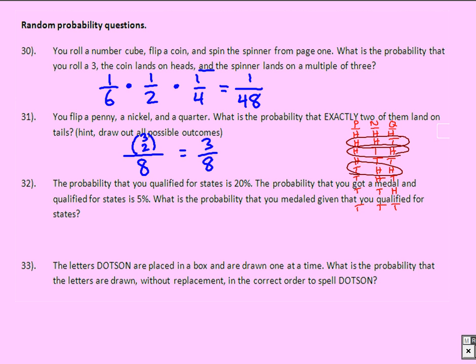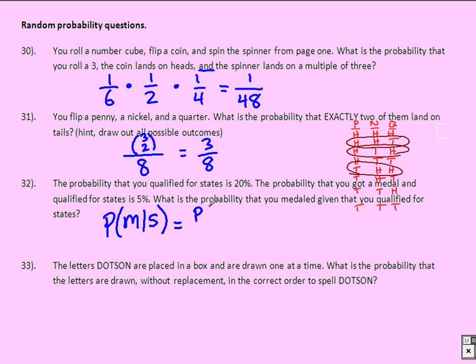32. The probability that you qualify for states is 20%. The probability you get a medal and qualify for states is 5%. What's the probability that you medaled given that you qualified for states? So this is the conditional probability: the probability that you medaled given that you qualified for states.